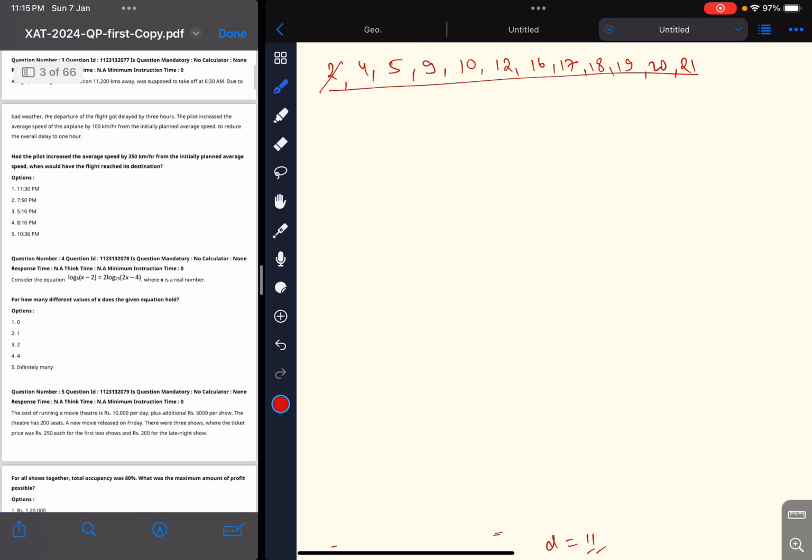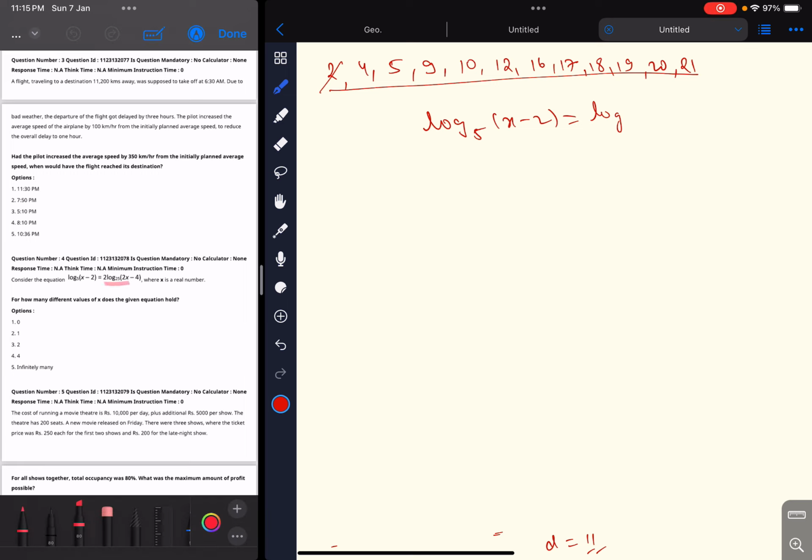Very simple question, a very easy log question. Log base 5 of x minus 2 equals something. First of all, let me pick up this right hand part. I'll write it here only. For the denominator, 25 can be written as 5 squared. Now we know that this 2 will go outside, and we already have a 2 over here, so 2 by 2 becomes 1. So we can write this as log base 5 of 2x minus 4.